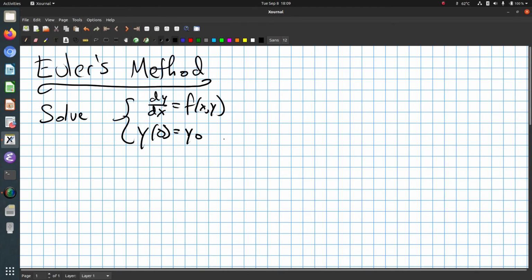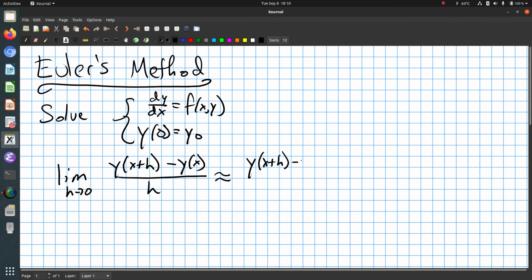Euler's method is the essence of simplicity. If we want to solve this initial value problem, dy/dx is equal to f of x and y, with y of 0 equal to some y naught, what Euler's method has us do is rewrite the derivative, normally a limit as h goes to 0 of y of x plus h minus y of x over h. It has us approximate that just by erasing the limit sign.